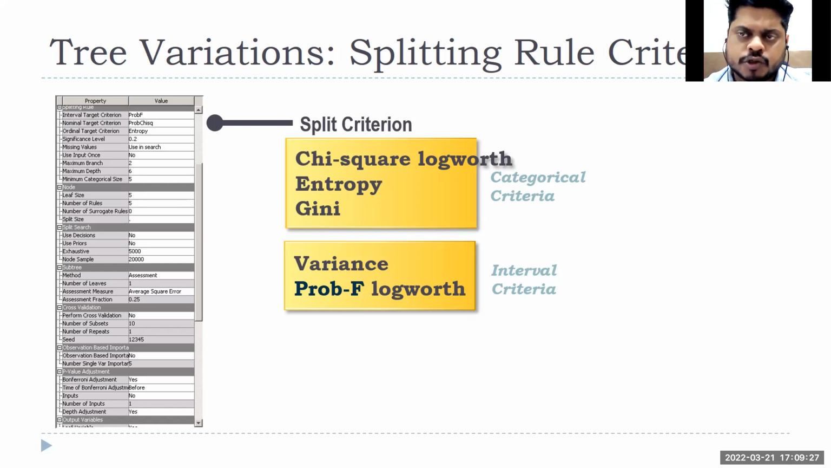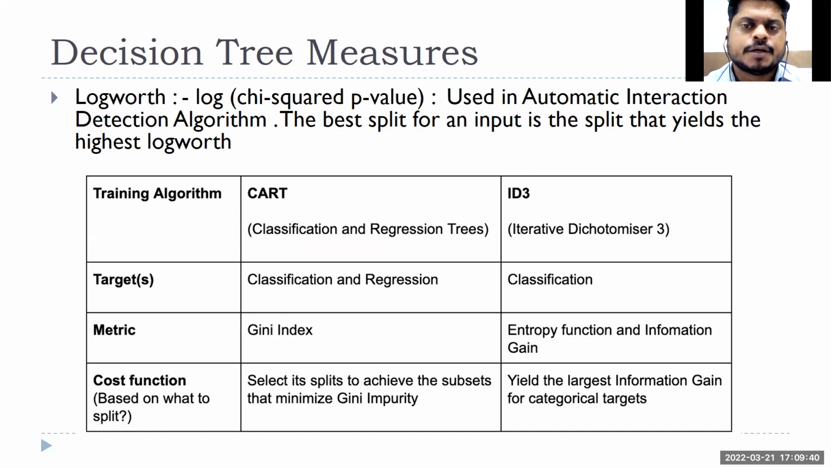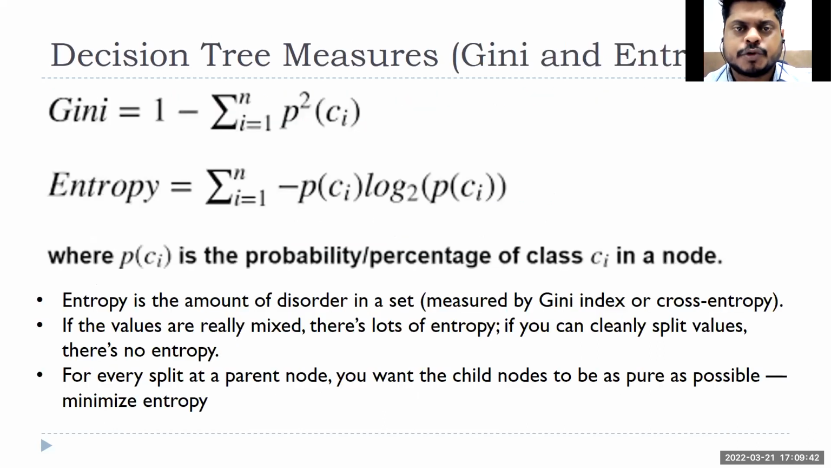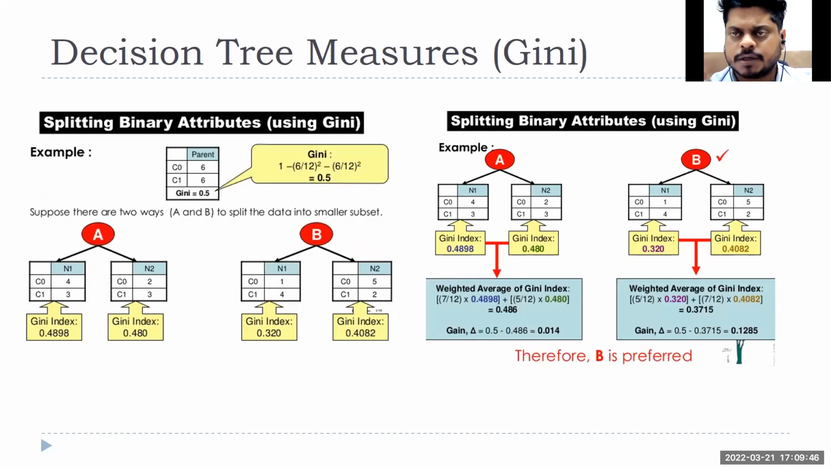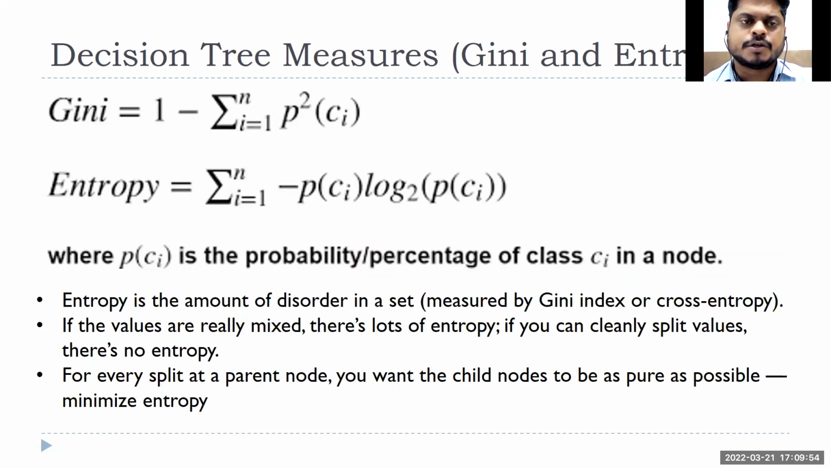I have not shown you this in SAS Enterprise Miner yet, I'll show you in the next class. But right now, I'll just show you how the calculation happens manually, how the calculation of Gini index and entropy happens. I'll come back to this. Let me show you simply the Gini index for today's class. Then I'll discuss entropy and other things in the next class.